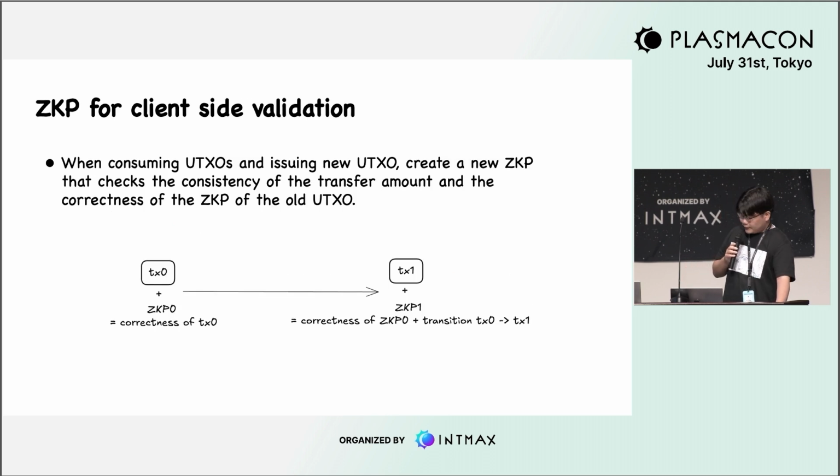Let's return to client-side validation. UTXOs are accompanied by a ZKP proving their history is correct. When consuming a UTXO to create a new UTXO, we first need to verify that the old ZKP proof is correct and verify that the old UTXO has a sufficient amount to create the new UTXO. So the recipient creates a new ZKP that proves two points. So this is a recursive ZKP.